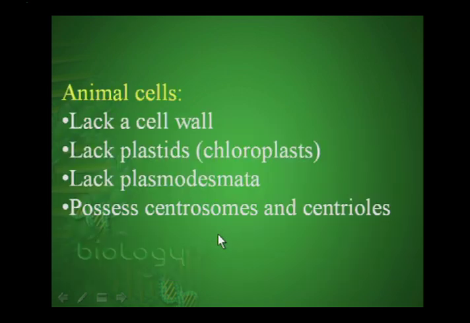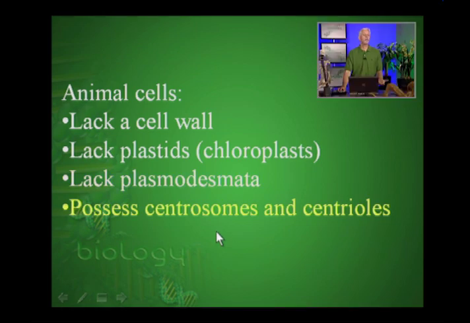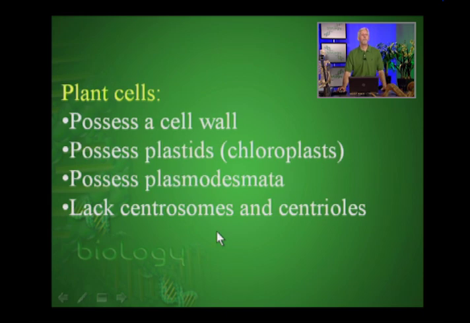So when we look at animal cells then, animal cells lack a cell wall, they lack plastids, they lack plasmodesmata, and they possess centrosomes and centrioles. Plant cells, again the other major category of eukaryotic cells, possess a cell wall, possess plastids, possess plasmodesmata, but lack centrosomes and centrioles.